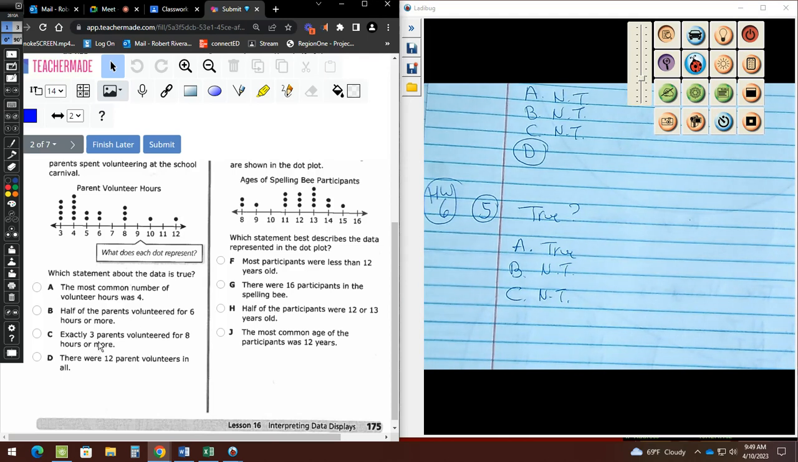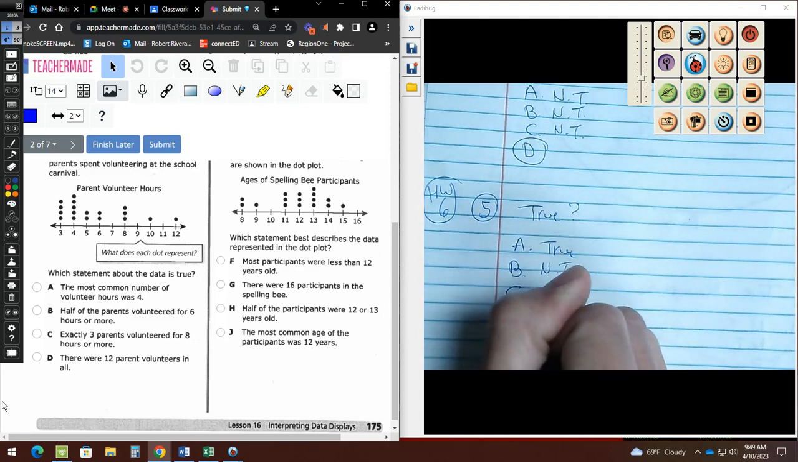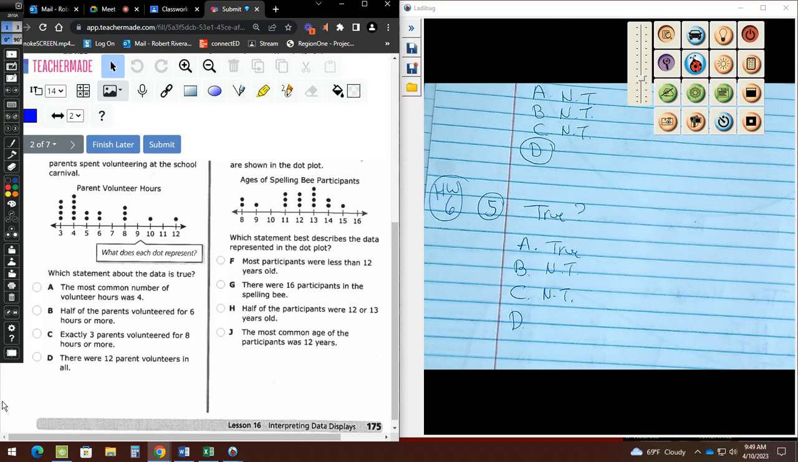D. There are 12 parents volunteering now. What do you do to check how many parents are volunteering now? Add them up. So go ahead and count them and tell me if that's true. When did you get to 12 already? By what hour did we already get to 12 volunteers?